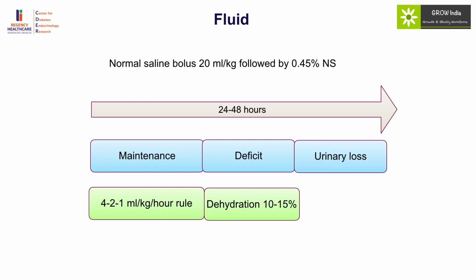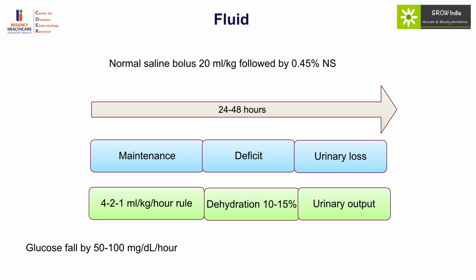Urinary loss, importantly in the setting of HHS, needs to be replaced with 0.45% normal saline, as against DKA, where routine replacement of urinary loss is not required. The aim is to decrease glucose by around 50 to 100 mg per dl per hour and sodium by around 0.5 millimoles per liter per hour. If there is a rapid fall in sodium, one needs to add normal saline in this setting.